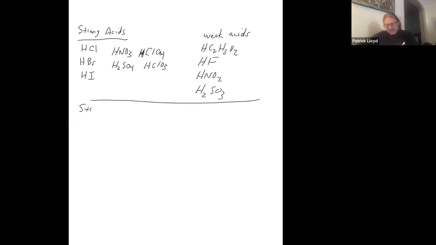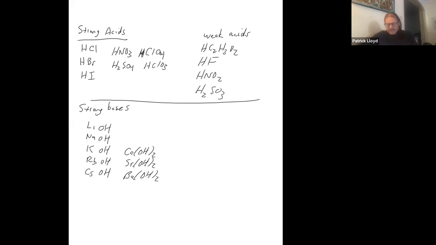Strong bases. Not many of them. Lithium, sodium, potassium, rubidium, cesium, all with a hydroxide. Okay. Then you get your calcium, strontium, and barium. Okay, so it looks like there's 8, right? 5 and 3 is 8. Here it looks like we've got 7, right? So 1, 2, 3, 4, 5, 6, 7, 8. Here you got 7. Okay. All others are weak.